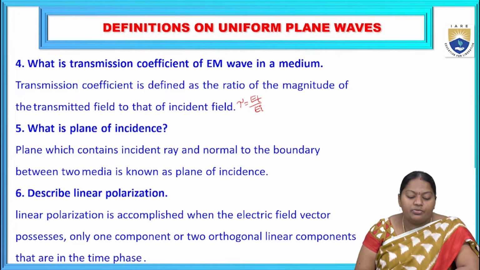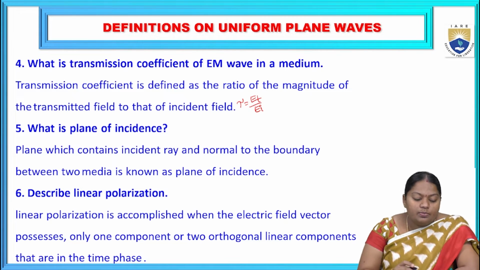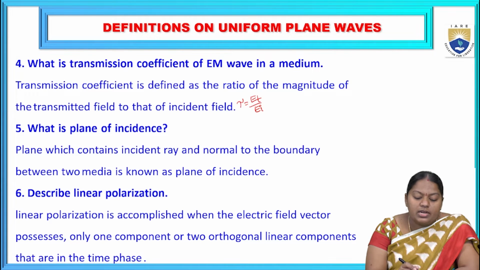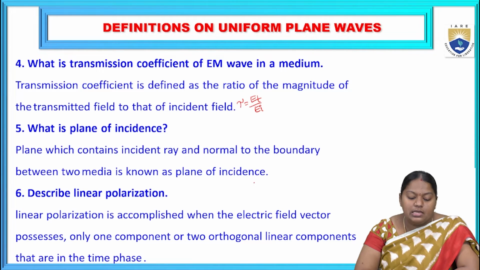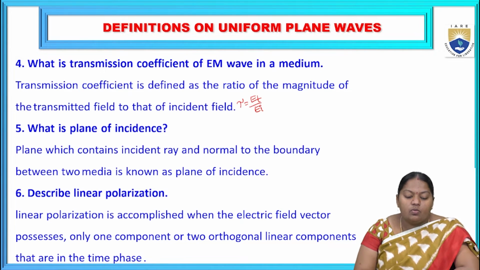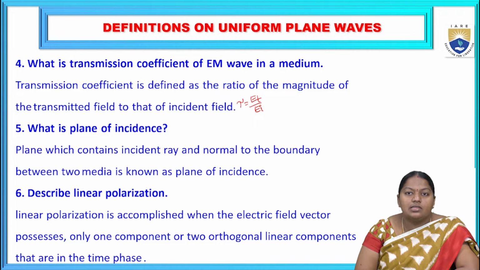Next, what is plane of incidence? A plane which contains the incident ray and is normal to the boundary between two media is known as the plane of incidence. Basically, the plane of incidence contains the incident ray or incident wave, and it is normal to the boundary between the two media. That is called the plane of incidence.